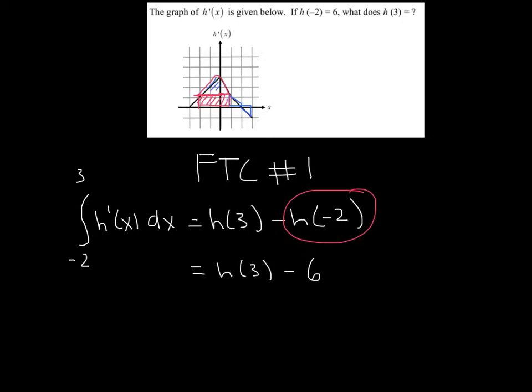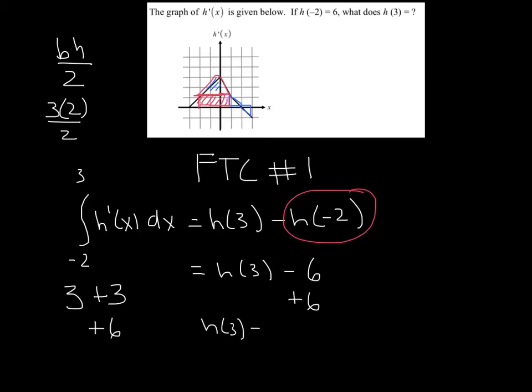Okay, so the rectangle area is going to be base times height, so that's going to be 3 times 1, that's going to be 3. And then the triangle is going to be, well, remember the triangle formula, the base times height divided by 2. Well, the base is 3. The height of this triangle looks like it's 2, divided by 2. So that's also going to be 3. All right, and so you add 6 to both sides, and you end up getting h of 3 equals 12. And that is the solution to this one.